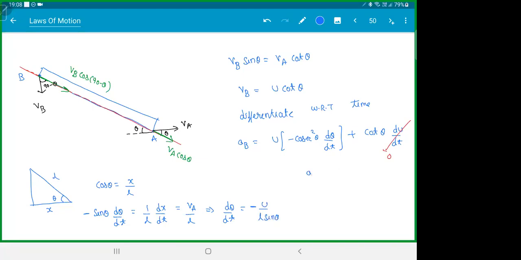Take that and substitute here. We get acceleration of B is equal to minus u cosecant square theta. I'll just write that as one over sine square theta, and d theta by dt is minus u by L sin theta. So we get acceleration of B is equal to u square by L sin cube theta. Check, that's your acceleration of B. If theta is changing, you have to differentiate and you'll get d theta by dt. A is going with constant speed, not B. Angle is changing. Please check this out. We have done something like this last time.